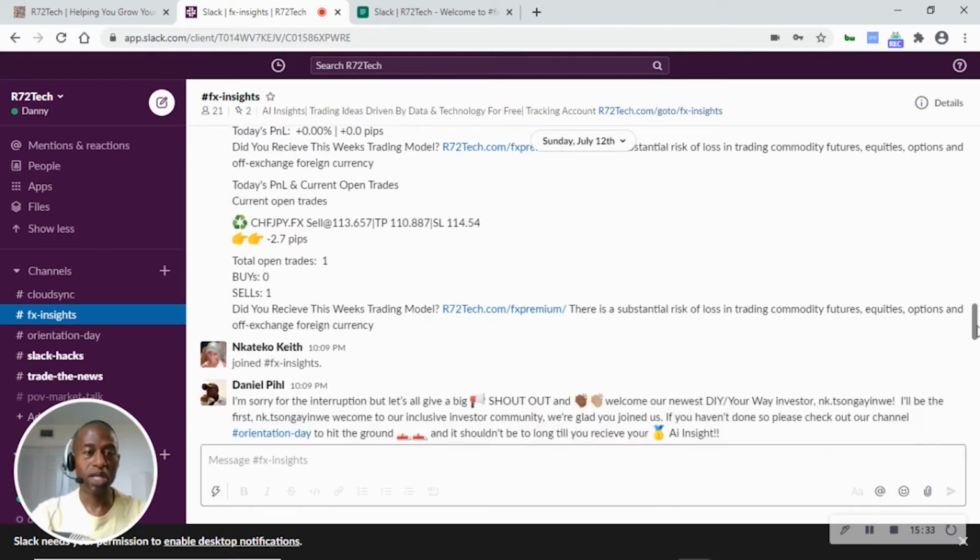And then underneath here, it's going to give you the current open trades. So there's two parts to the update. You're going to get the P&L for the day, and you're going to get the open trades. Right here, it's telling you open trades. You got Swiss franc yen. And at this snapshot, it's saying that it was down 2.7 pips. As you see, total open trades 1, 0 buys, 1 sell. Okay, so that's one of the first updates.